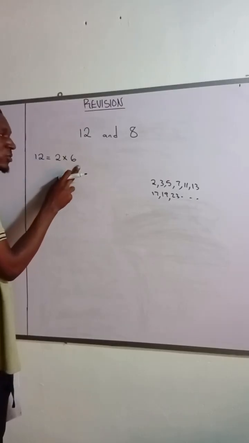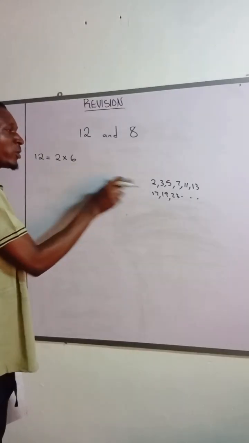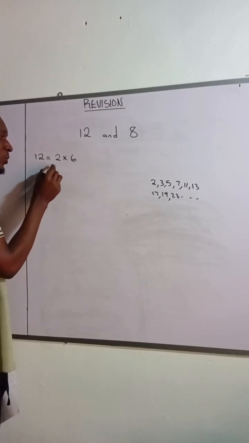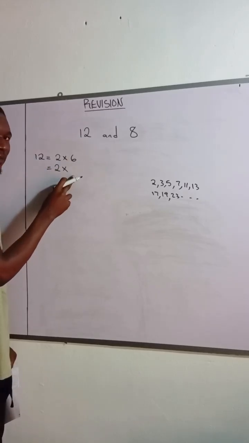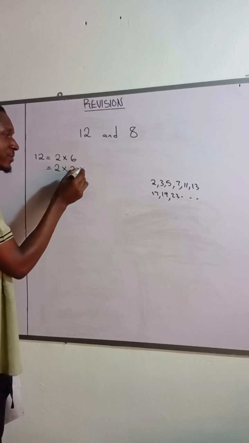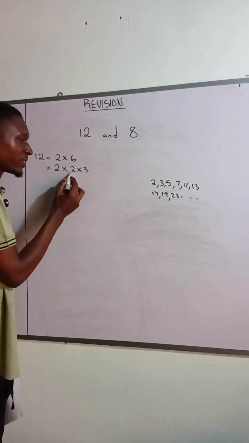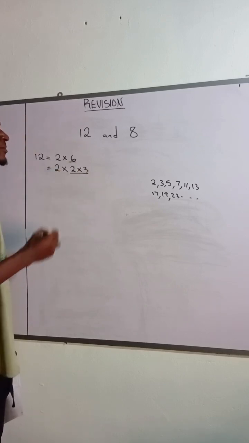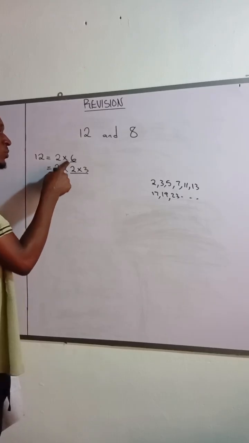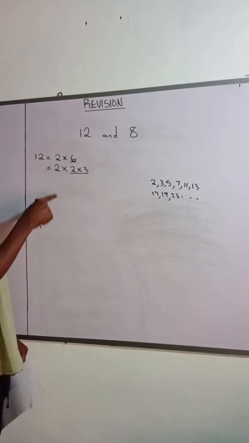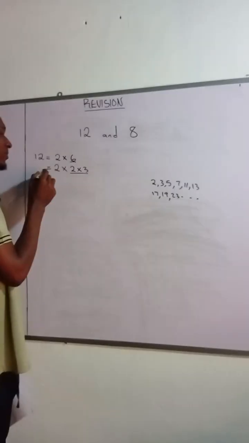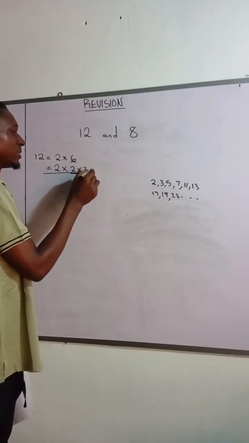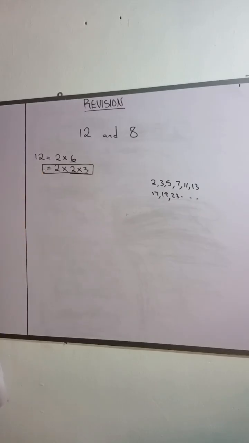And 2 multiplied by 6 is not enough. Since this 6 is not a prime number, we still break it down. How do you break 6 down? 2 times 3. Remember, 2 times 3 is the same thing as 6. So we replace 6 with 2 times 3. And now you can see that 2 times 2 times 3 are prime numbers. Therefore, this is it for our 12. Our 12 has 2, 2, and 3.